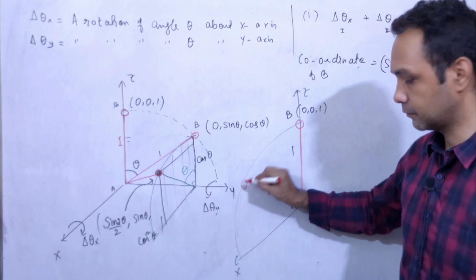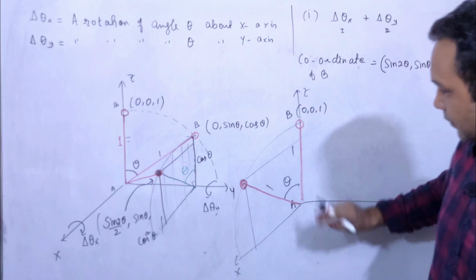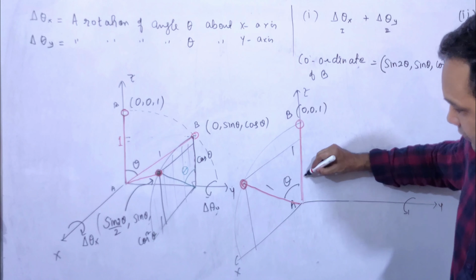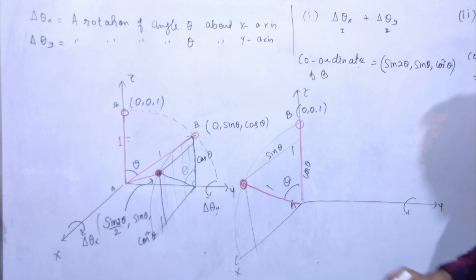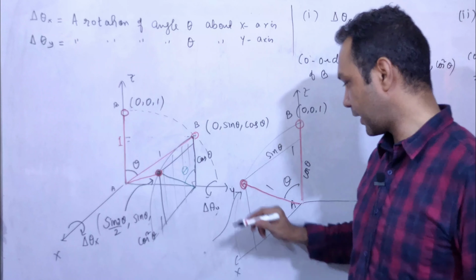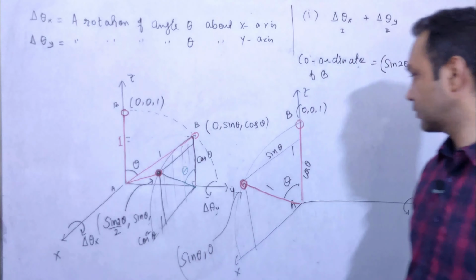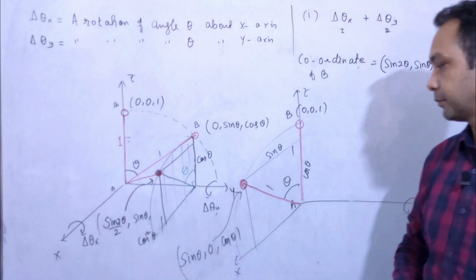So what will the coordinate be? This is 1, so this length will become cos theta and this length will become sin theta. Because we have rotated about the y axis, the y coordinate will not change. So the x coordinate has become sin theta, the y coordinate is 0, and the z coordinate has become cos theta, right?